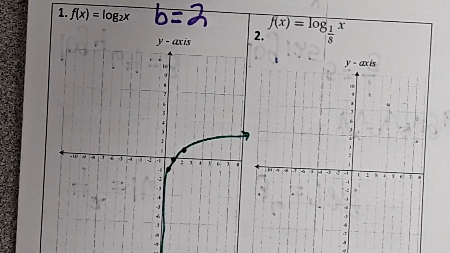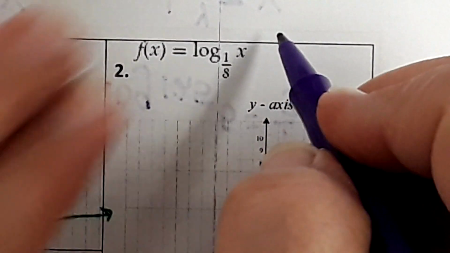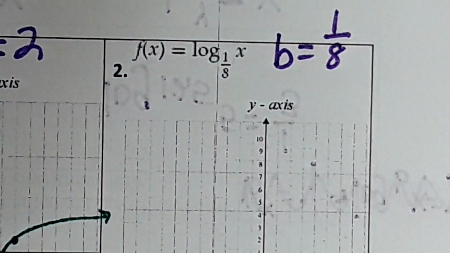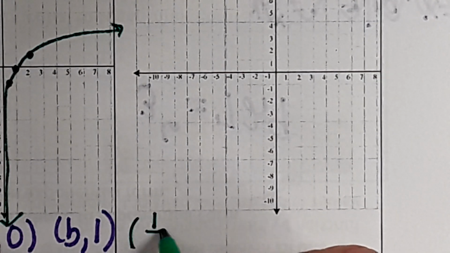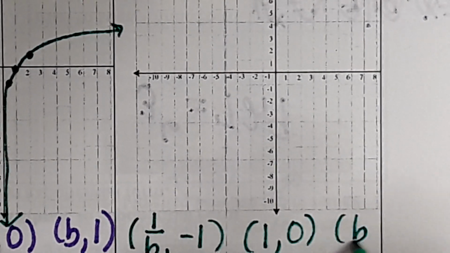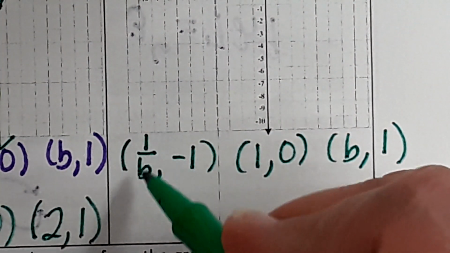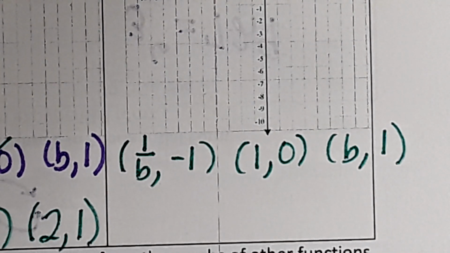Okay, let's look at number 2. What is our base? b equals 1/8. Okay. So again, our ordered pairs are (1/b, -1), (1, 0), (b, 1). Now, where this one takes effect is this one right here, the 1 over b. Well, it's 1 over 1/8. You can't leave it as 1 over 1/8.